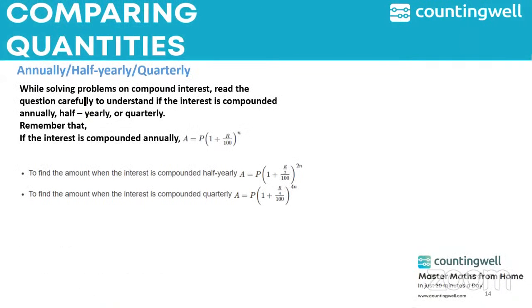Now, while solving problems on compound interest, you should read the question carefully to understand if the interest is compounded annually, half yearly, or quarterly. If it is annually, take the power n. If the interest is compounded half yearly, take 2n. If it is compounded quarterly, then take 4n. So here you have to be careful.